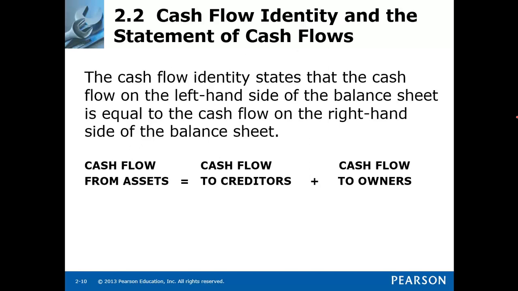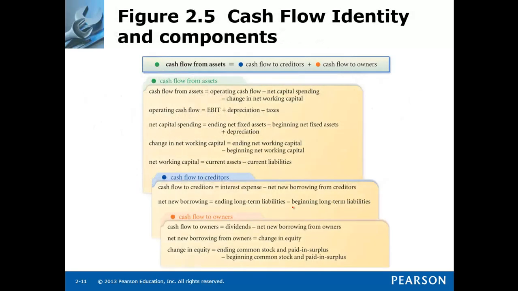The cash flow identity states that the cash flow on the left-hand side of the balance sheet is equal to the cash flow on the right-hand side of the balance sheet, which basically says the cash from assets is equal to the cash to creditors plus the cash to owners. Again, both sides need to equal. They need to balance. Figure 2.5 diagrams or outlines the cash flow identity and its components.